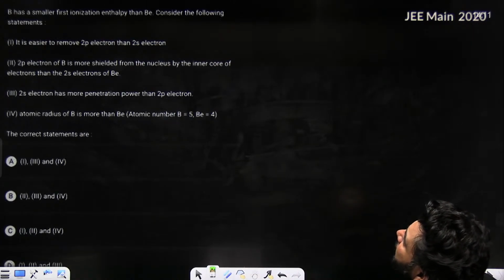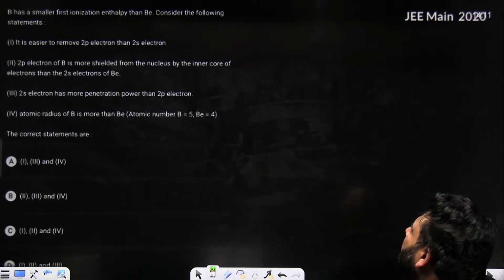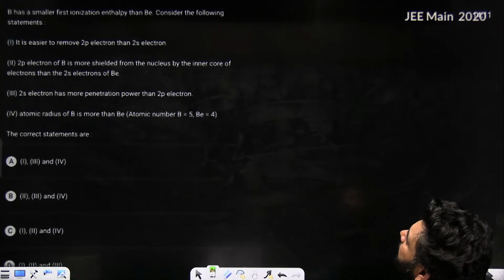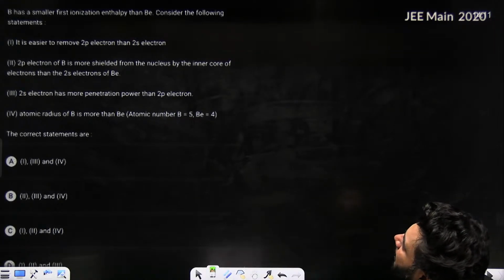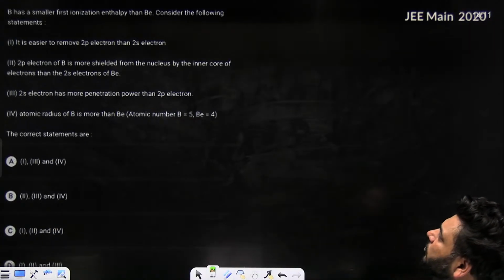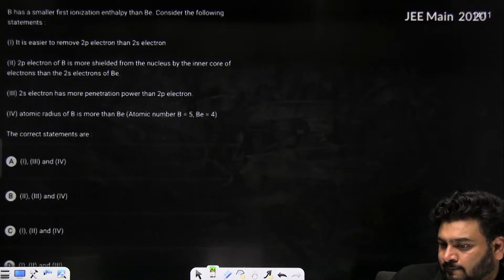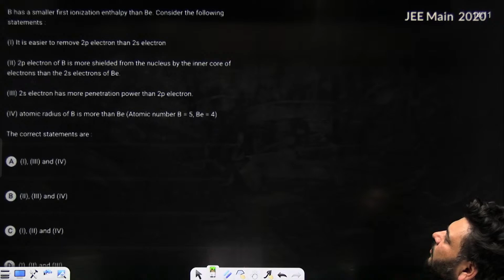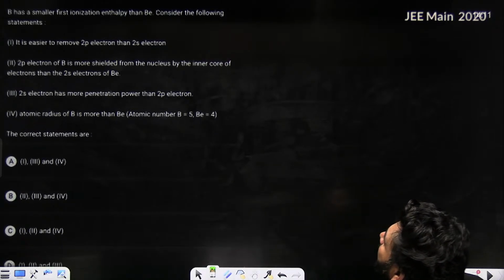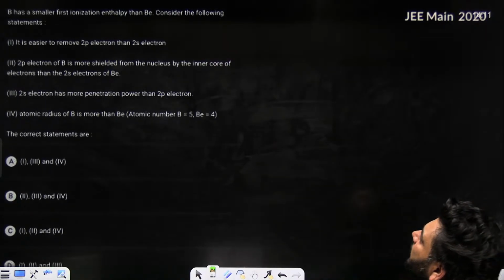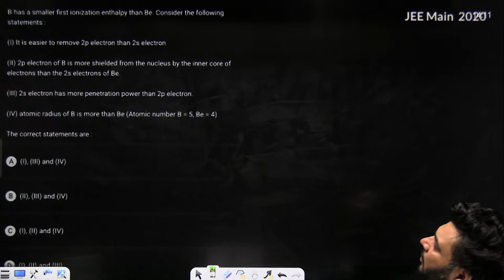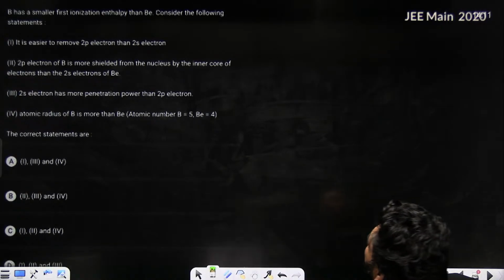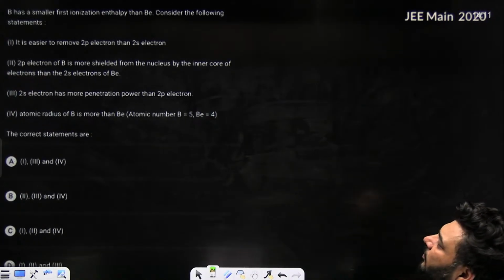Boron has a smaller first ionization enthalpy than beryllium, of course, because beryllium has a stable configuration. Because it is easy to remove a 2p electron than a 2s electron. But 2p and 2s are equal numbers of electrons over there, no? The 2p electron of boron is more shielded from the nucleus by the inner core of the 2s electron. The 2s electron has more penetration power than 2p. Atomic radius of B is then more than this.